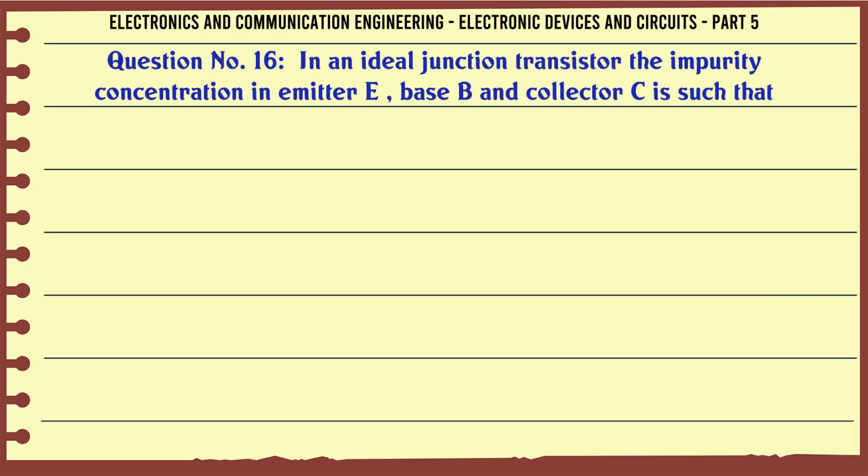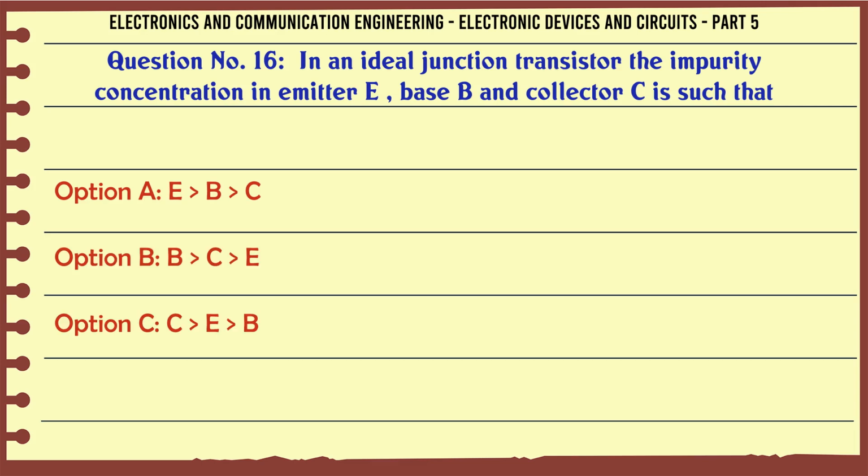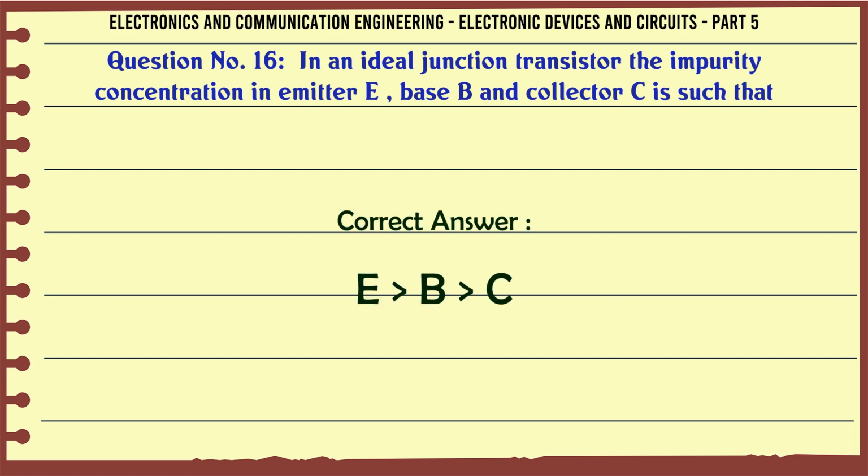In an ideal junction transistor, the impurity concentration in emitter E, base B and collector C is such that A: E > B > C, B: B > C > E, C: C > E > B, D: C > E > B. The correct answer is E > B > C.